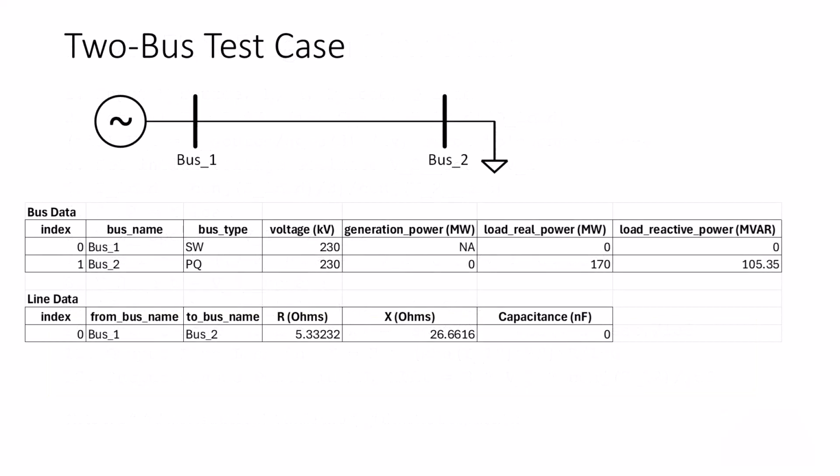We will test our program code using the two-bus case shown here. Note bus type SW denotes a swing bus, which is an ideal voltage source. PQ denotes a load bus. This test case shows a bit more data than we need right now, but we will use these data fields in future presentations as we make this case more complex.